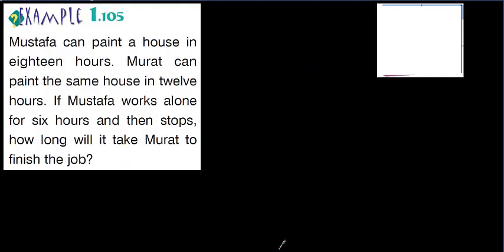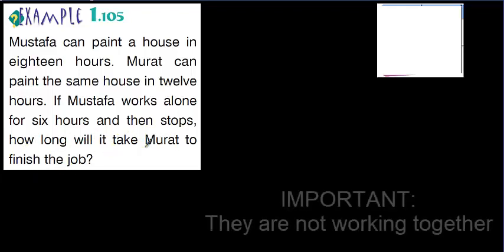Now we are going to solve this question. Mustafa can paint a house in 18 hours. Murat can paint the same house in 12 hours. If Mustafa works alone for 6 hours, then he stops. And how long will it take Murat to complete the job?